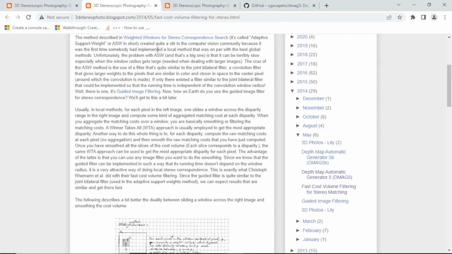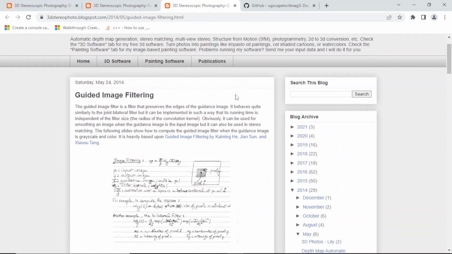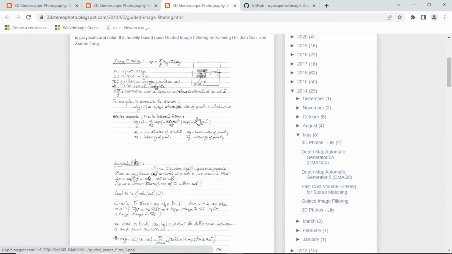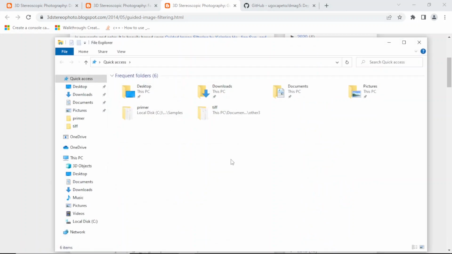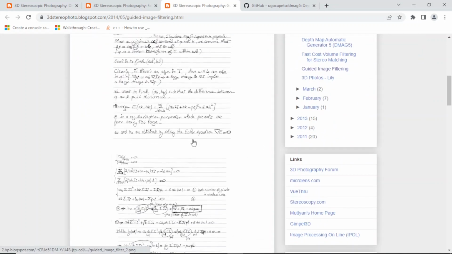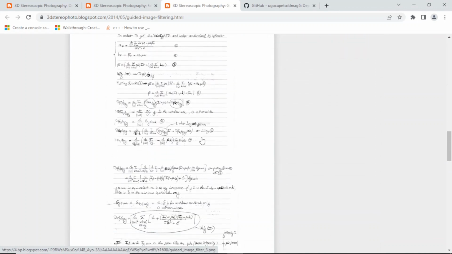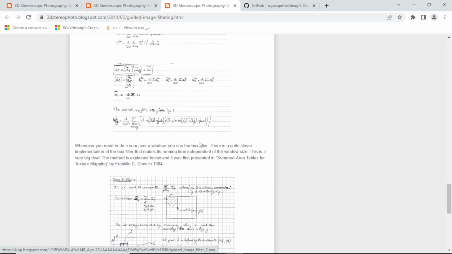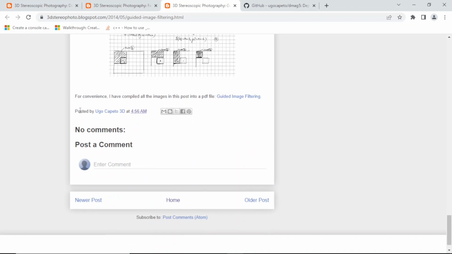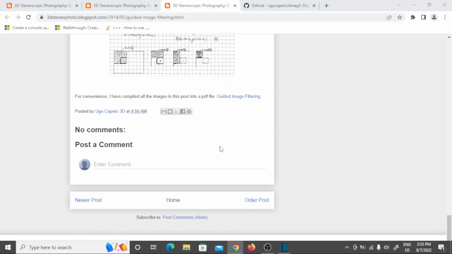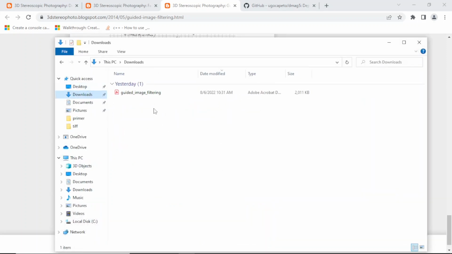Okay, so now we have to look at the guided image filter. Here it's a bunch of images, which is not the nicest way to look at it. At the end I give a link. For convenience, I have compiled all the images in this post into a PDF file, and I downloaded that file. Okay, it's easier to see.